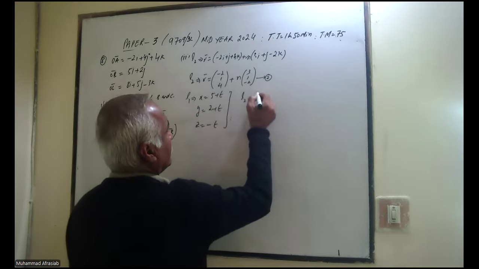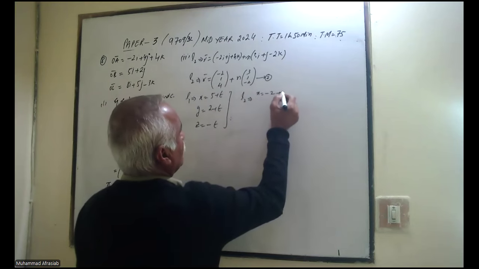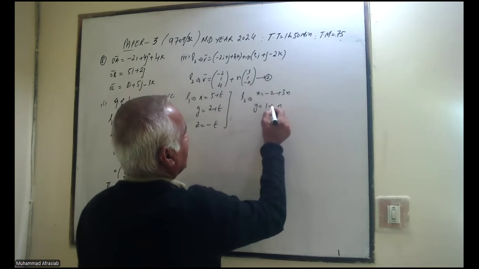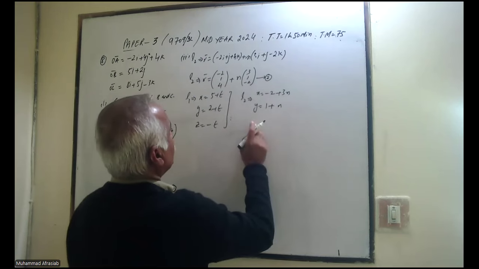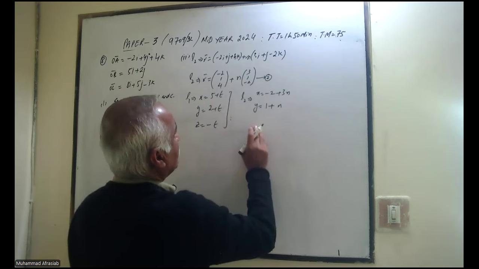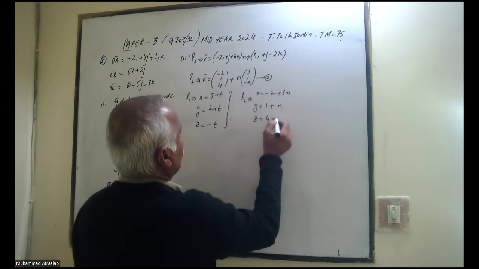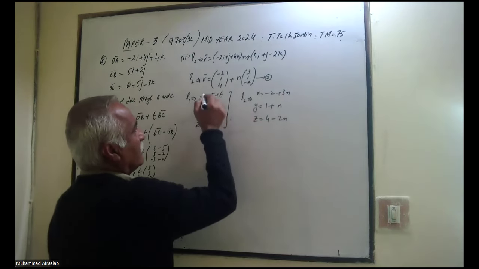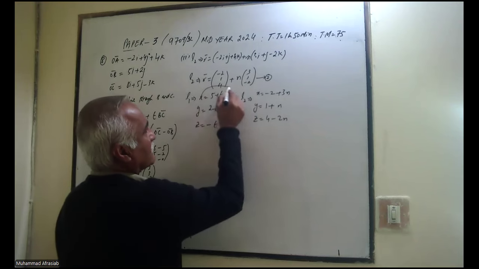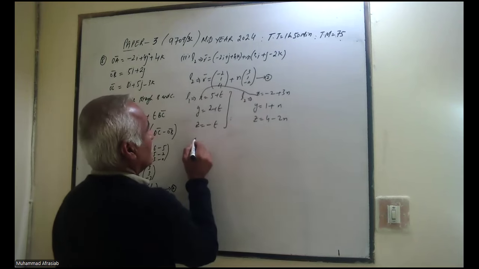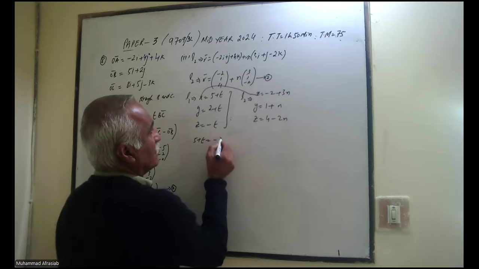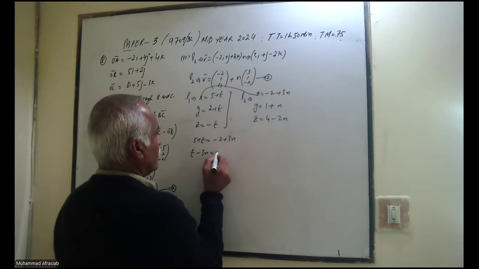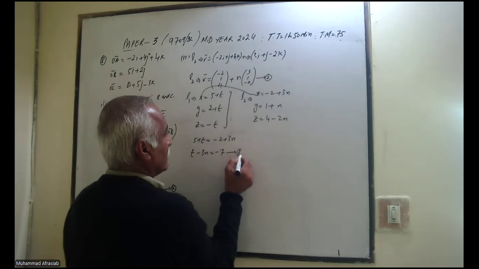L2 is going to say that x is equal to minus 2 plus 3n, y is equal to 1 plus n, and z is equal to 4 minus 2n. From these two equations, we have the point of intersection for that. The x coordinates are the same, so we can write this as 5 plus t is equal to minus 2 plus 3n, or t minus 3n is equal to minus 7. Let's say this is equation number 3.